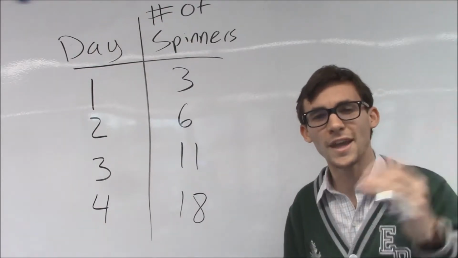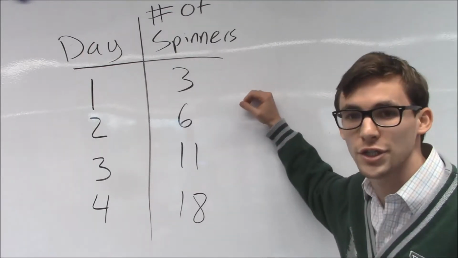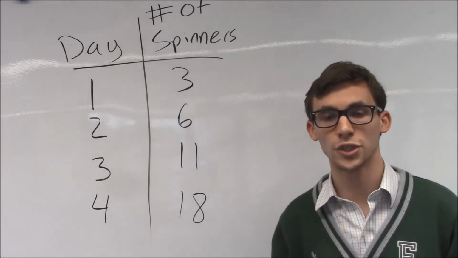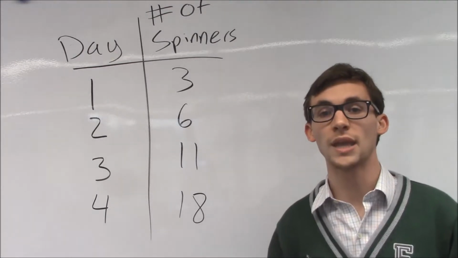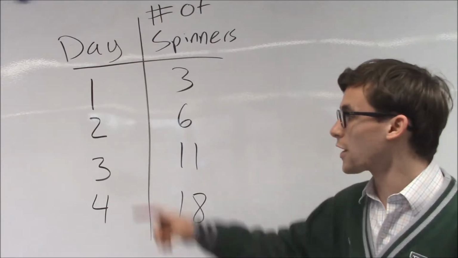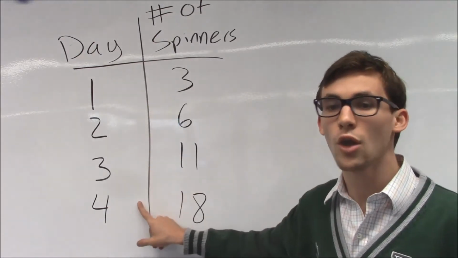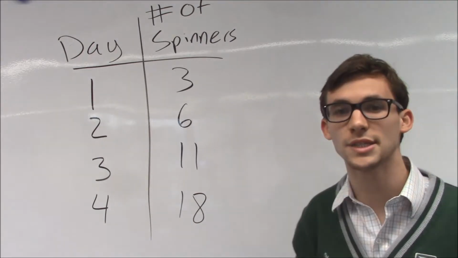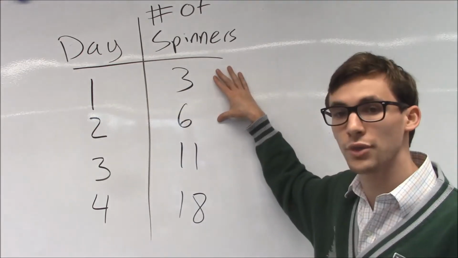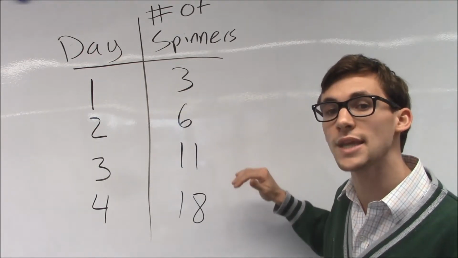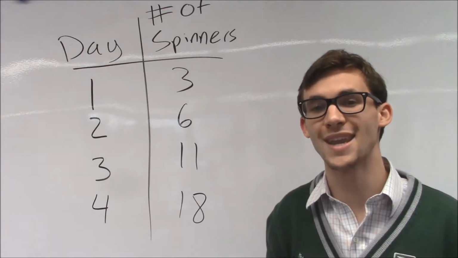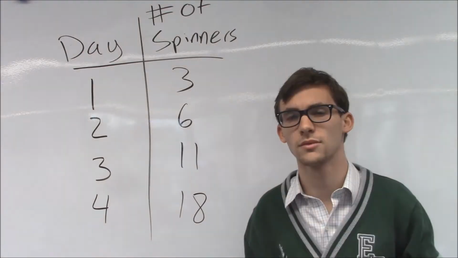Oh, that's right. Thanks for reminding me. Linear functions have a constant slope. In order for a function to be linear, it has to grow by equal differences over equal intervals. This means that if our input changes by the same amount, we should add or subtract the same amount to our outputs. From day 1 to day 2, we added 3 new spinners. But from day 3 to day 4, we added 7 new spinners. Therefore, I know this is not a linear function.